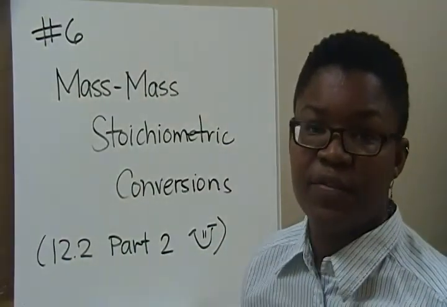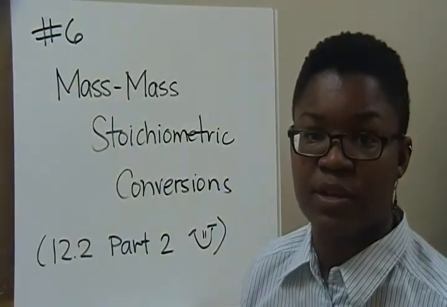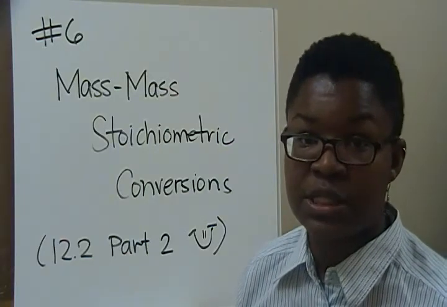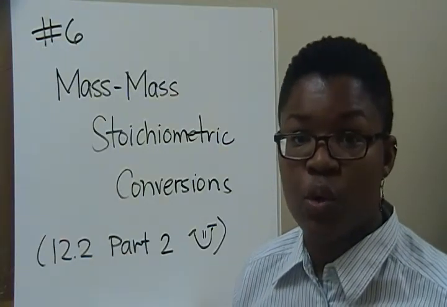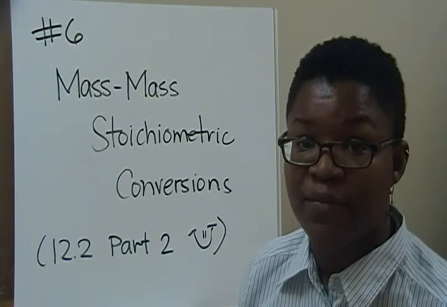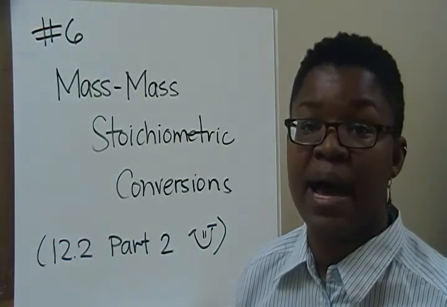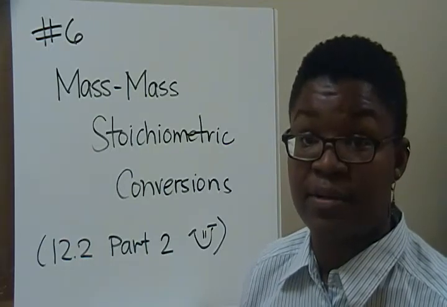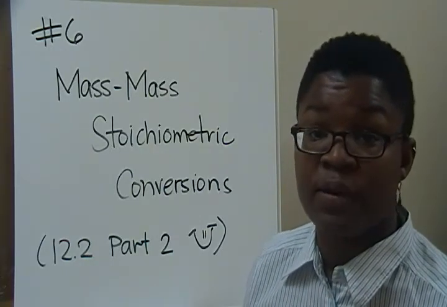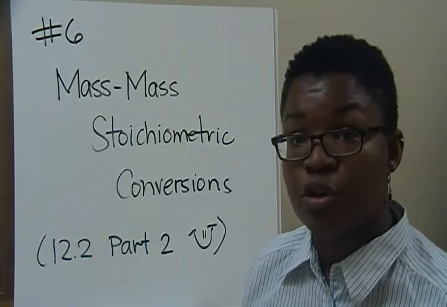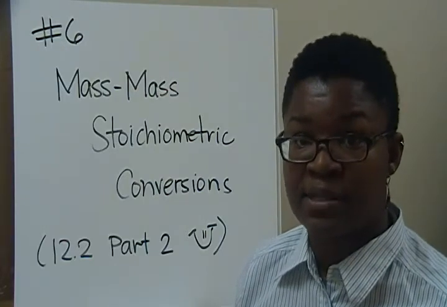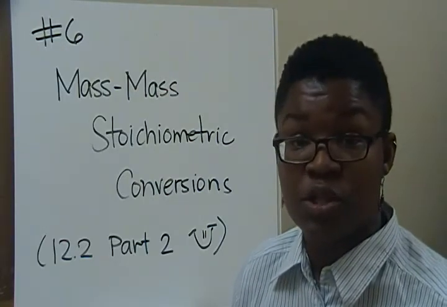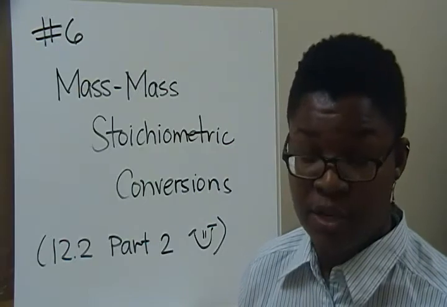Hey guys, today we're here for video 6, mass to mass stoichiometric equations or conversions. You will need your stoichiometry map. If you don't have one, there's one at the bottom of the previous lesson. You also need your periodic table, your calculator, and your pencil. You should already have your pre-notes out. Turn those over so that you're working on the opposite side and take notes on mass to mass stoichiometric equations.